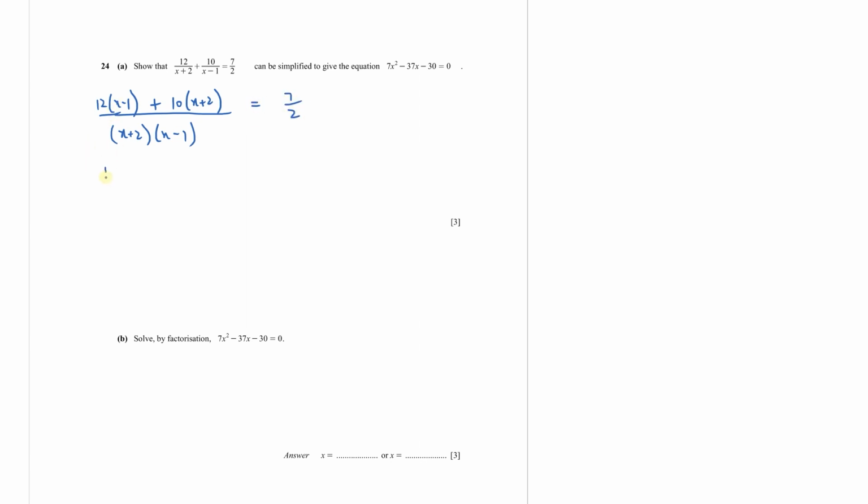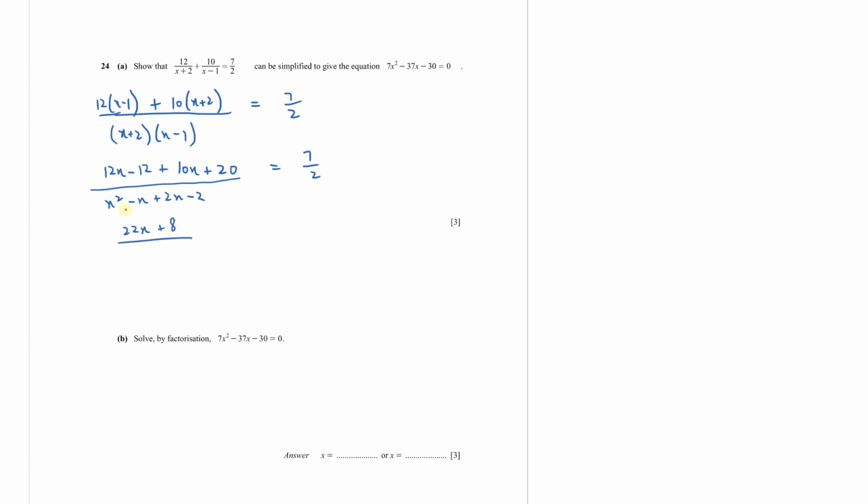So if I open these brackets, I get 12x minus 12 plus 10x plus 20. And I can open the brackets in the denominator as well. So x squared minus x plus 2x minus 2 equals 7 over 2. And then I can simplify the values here. So 12x plus 10x will be 22x. 20 minus 12 will be 8.